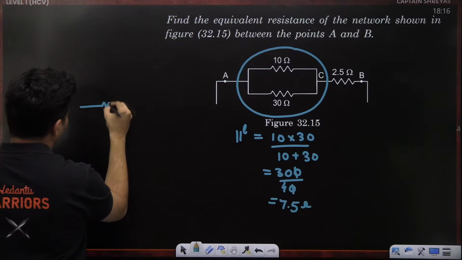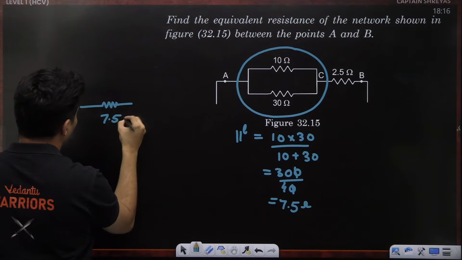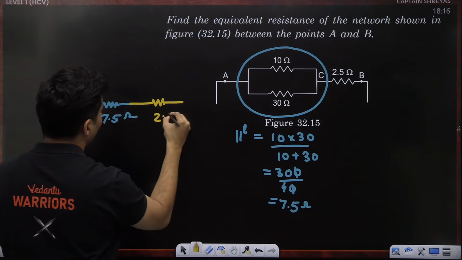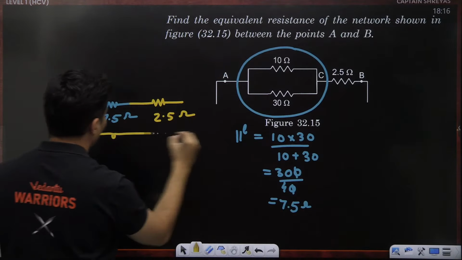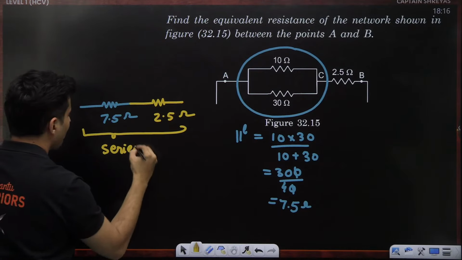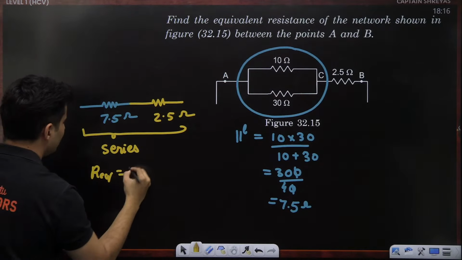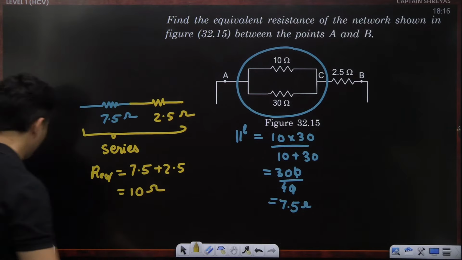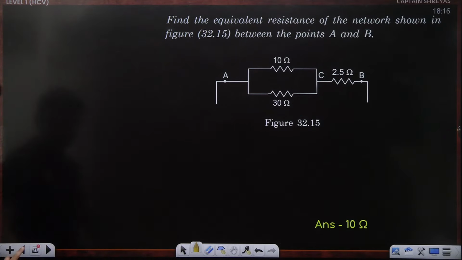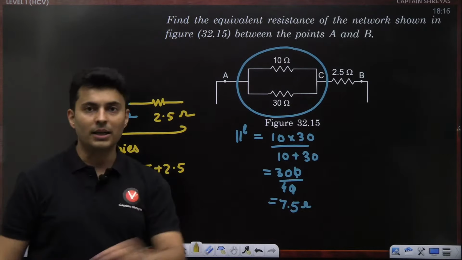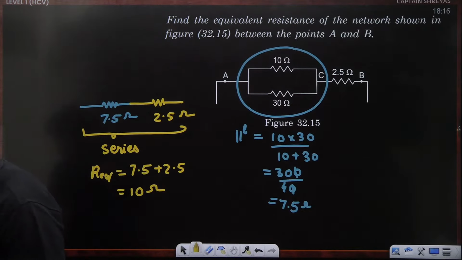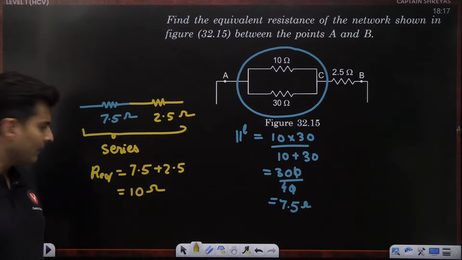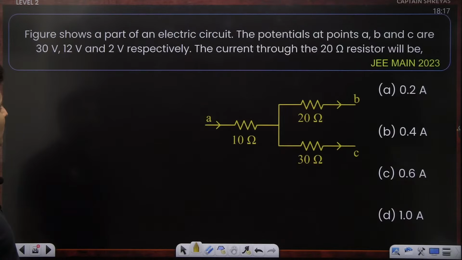Now that 7.5 ohms is in series with the remaining resistance of 2.5 ohms. So as a whole, which is in series, the equivalent resistance should be just 7.5 plus 2.5, which is nothing but 10 ohms. Yes, the correct answer is 10 ohms. That's how you find out the equivalent resistance. Great. Very straightforward questions. We are just leveling up slowly. Moving on to the next question on your screen.